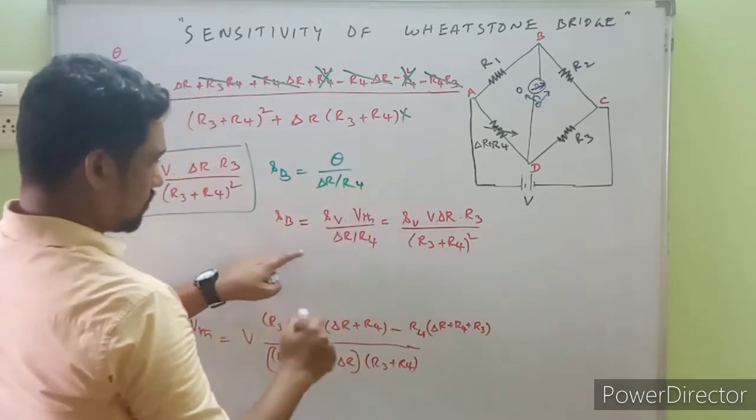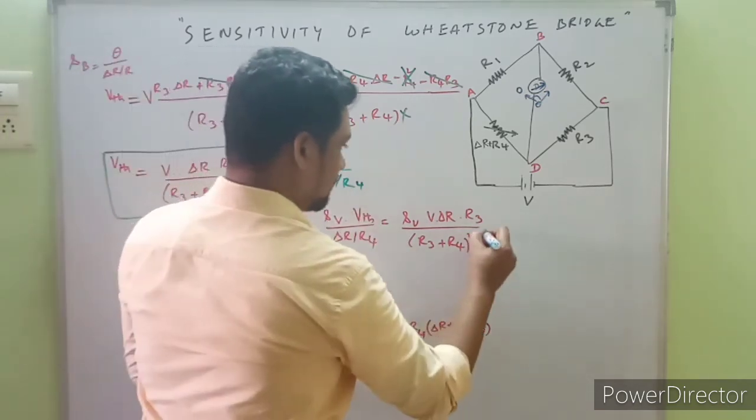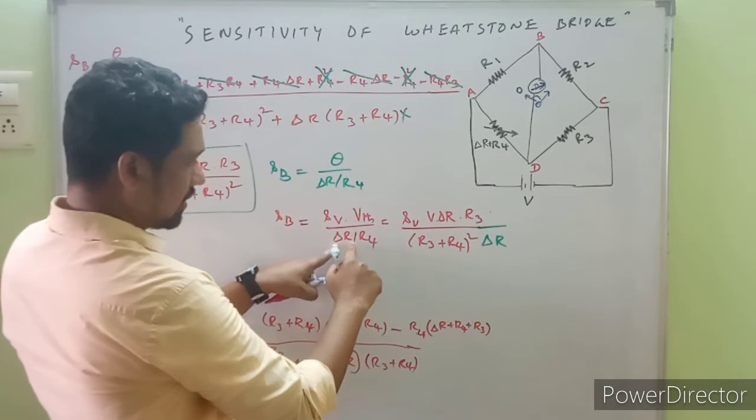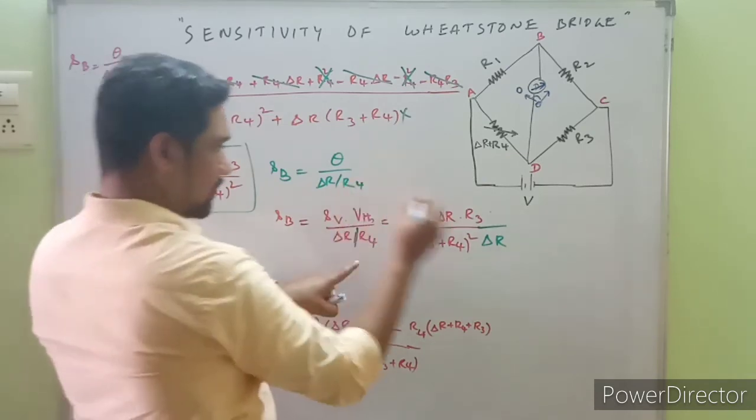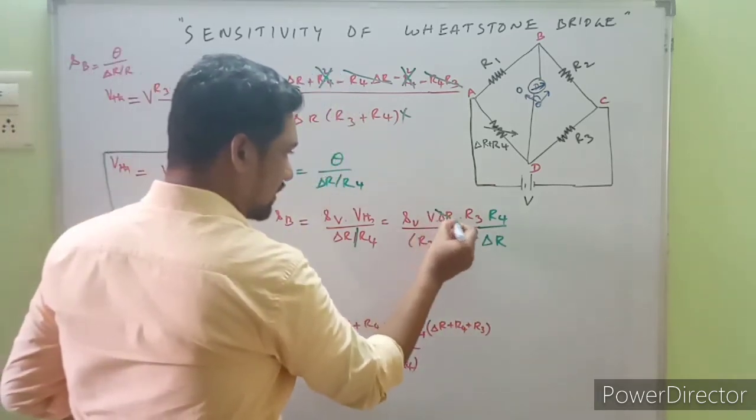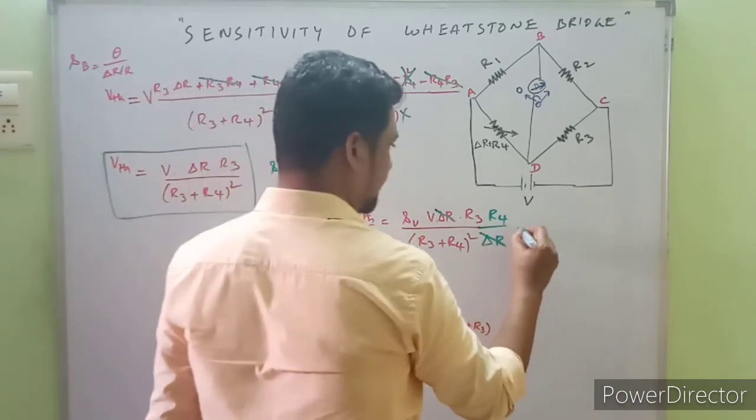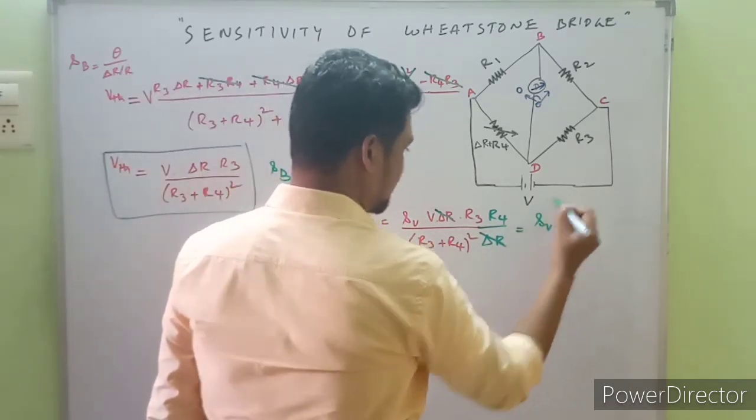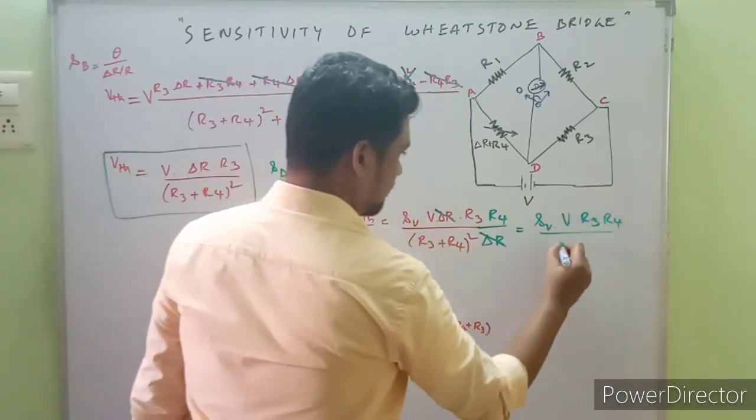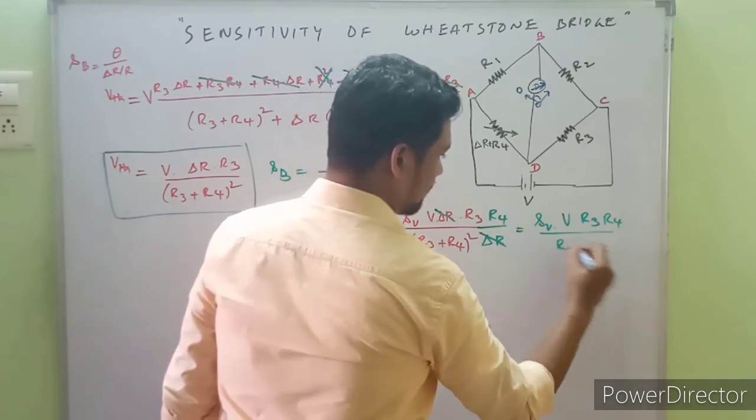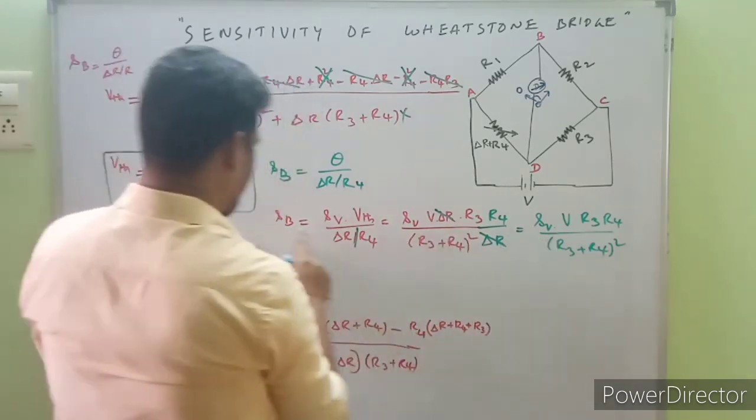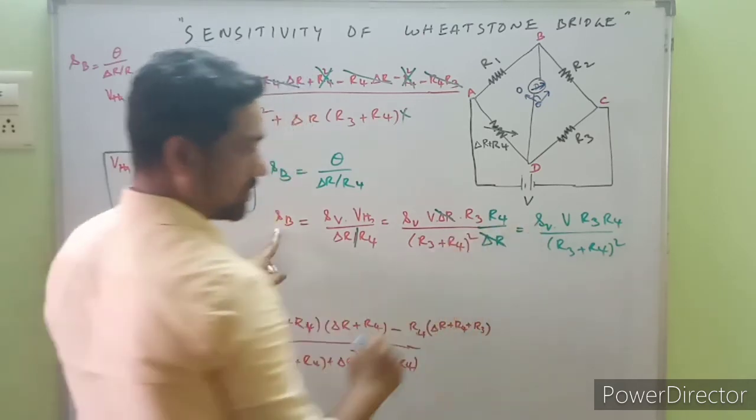From this expression we have del R in the denominator, and R4 goes up. That's a del R upon R, so this R4 goes up, and in this case something gets cancelled here. Del R and del R get cancelled, and we are left with SV into V, supply voltage, R3 R4 upon R3 plus R4 whole square. Guys, this is the expression for sensitivity of a Wheatstone bridge in terms of voltage sensitivity, right?